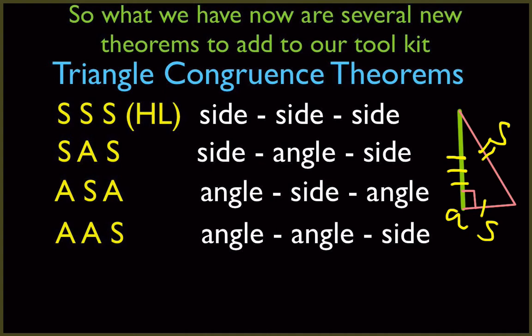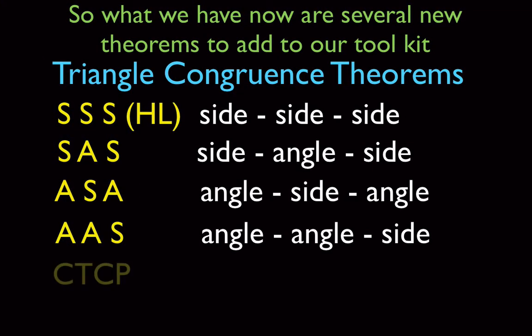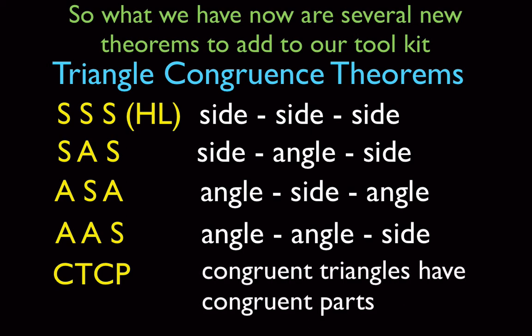The last thing that we're going to add in here is another abbreviation. The abbreviation is CTCP. You might see other ones, like I saw one today that was CPCTC, I think. And it's all just short for something. What I do in my class is I say congruent triangles have congruent parts. The purpose of that is saying, okay, we've decided that three things on these triangles are the same. When that occurs, that means the entire triangle is the same. Well, if the entire triangle is the same, all 6 parts of it are the same.